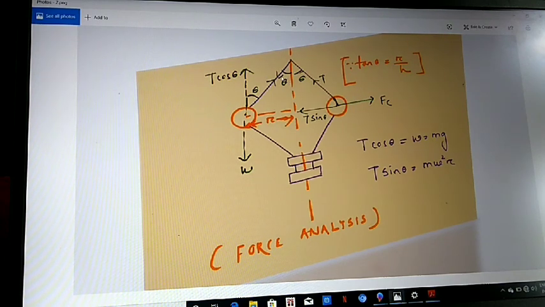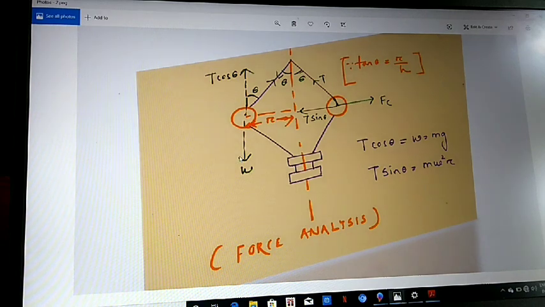Now suppose this is the angle theta, which is the angle between the arm and the vertical axis of the spindle. If it is theta here, this is also theta. Here is the tensile force T, and here the components will be T cos theta and T sin theta. Similarly, on the other side also T cos theta and T sin theta. Now the weight of the fly ball is W.